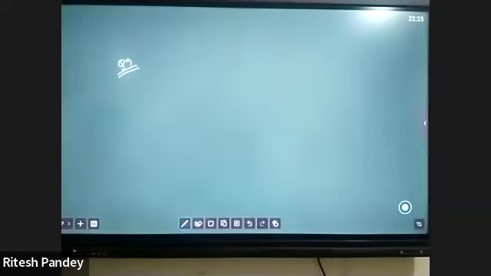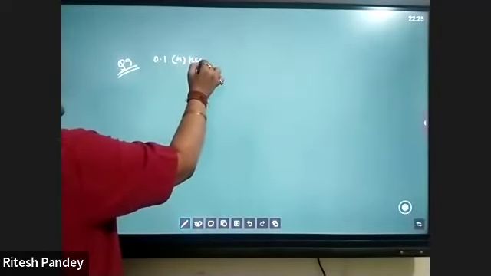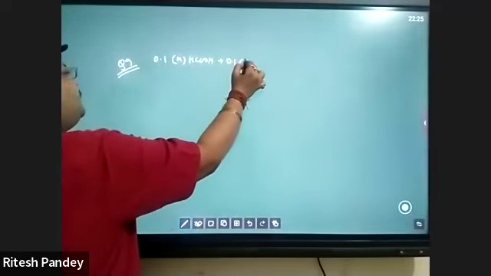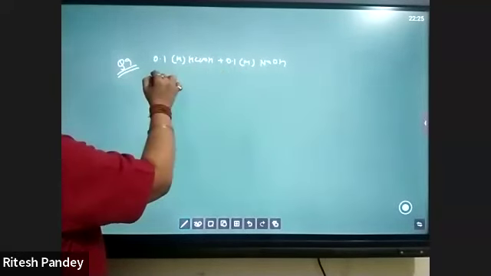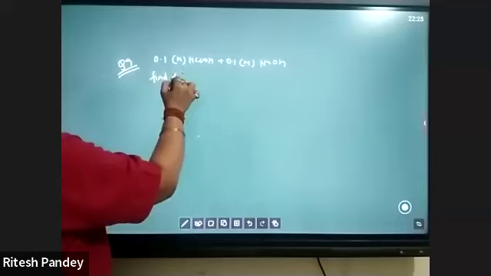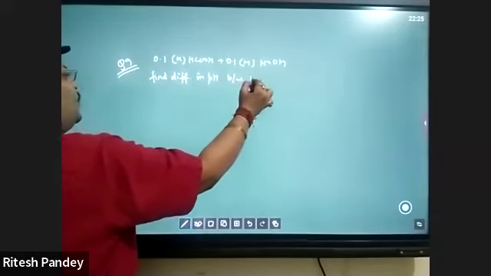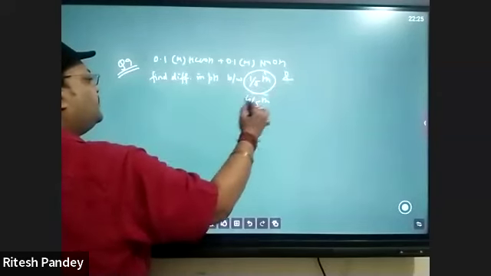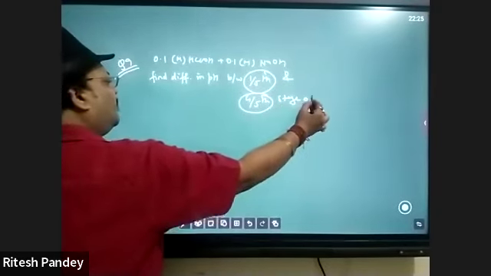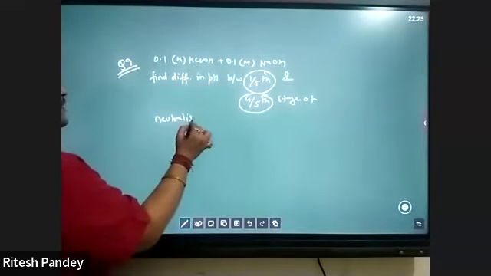ये JEE के culture में बहुत बार ये पहले पूछा है. 0.1 molar acetic acid, or formic acid in this case, plus 0.1 molar NaOH. And these data are of no consequence. You have to find the difference in pH between 1/5 and 4/5 stage of, and this is very important.